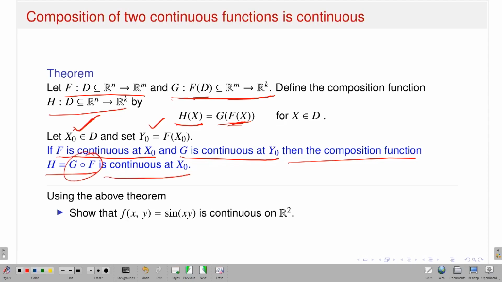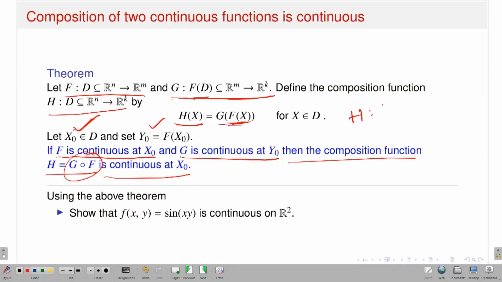So that means if I take two functions, capital F and capital G, and consider the function g composed f, whenever it makes sense, then if capital F is continuous at x naught and capital G is continuous at y naught, which is nothing but f of x naught, then I can say that the composition function is also continuous at the point x naught.